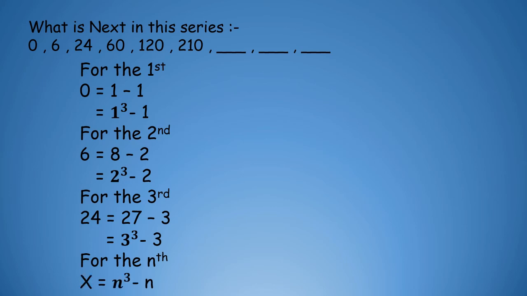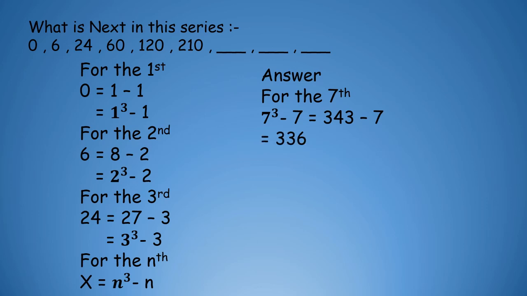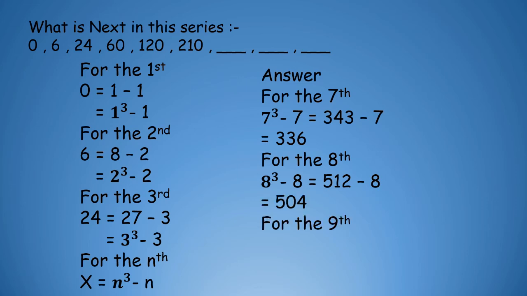So now let us find the answer. We have to find the answer for the 7th, 8th and 9th position, and using this formula we just have to substitute the value. For the 7th position we do 7 cube minus 7, which is 343 minus 7, which is 336. For the 8th one we do 8 cube minus 8, which is 512 minus 8, which is 504. And for the 9th one we do 9 cube minus 9, which is 729 minus 9, which is 720.